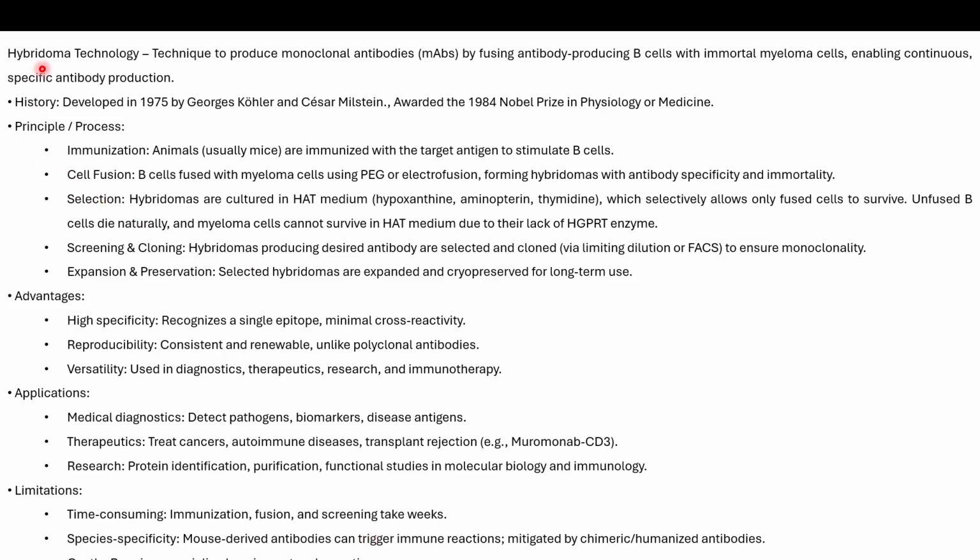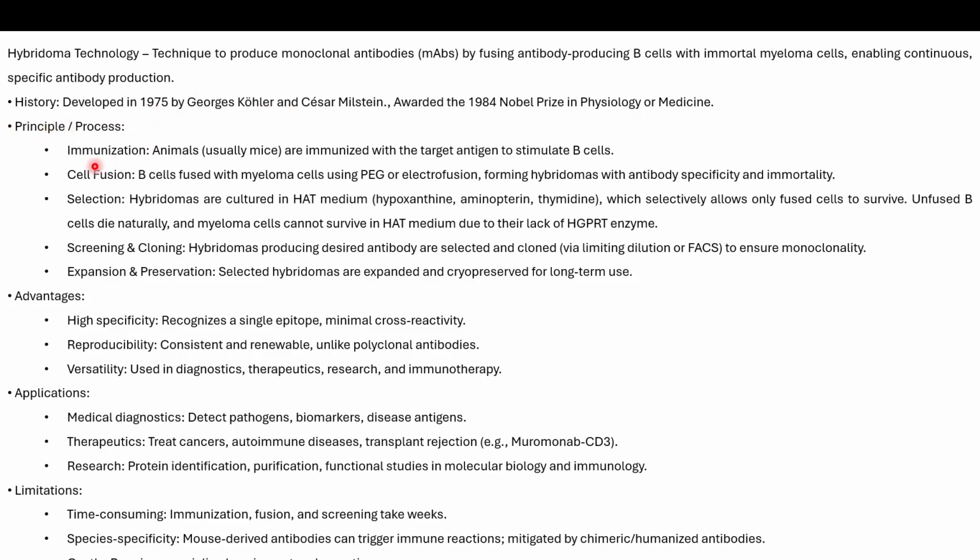Now, when we talk about hybridoma technology, it is a technique to produce monoclonal antibodies by fusing antibody producing B cells with the immortal myeloma cells, enabling continuous specific antibody production. This was actually developed in 1975 by Kohler and Milstein, and they were awarded the Nobel Prize in Physiology.